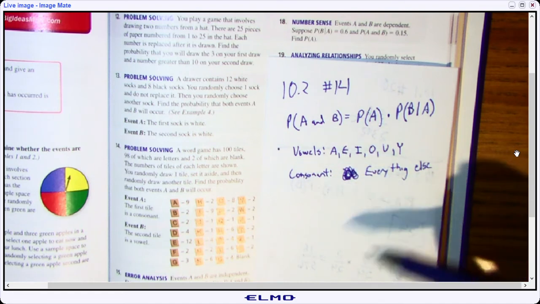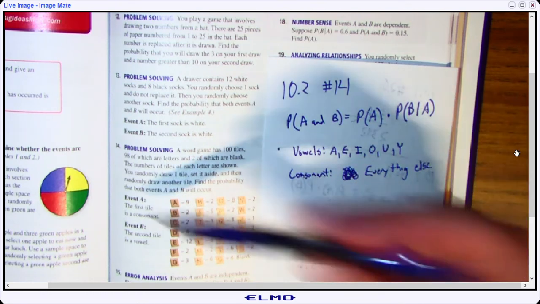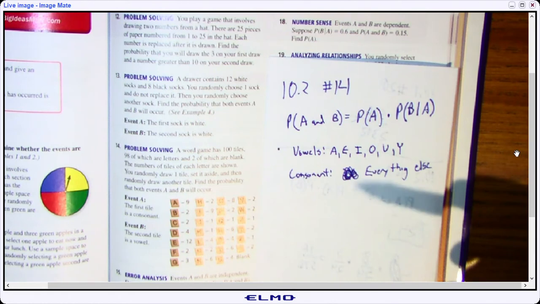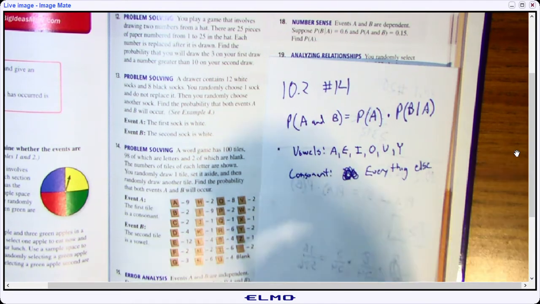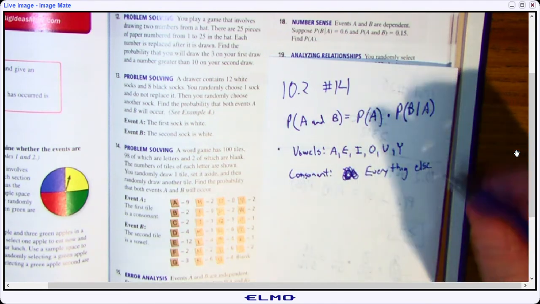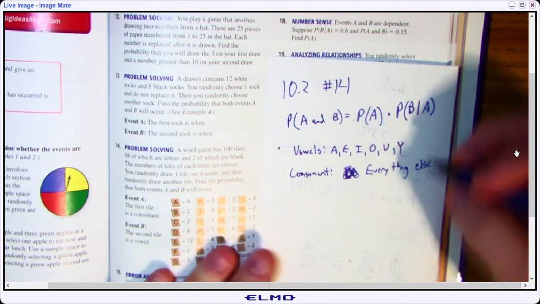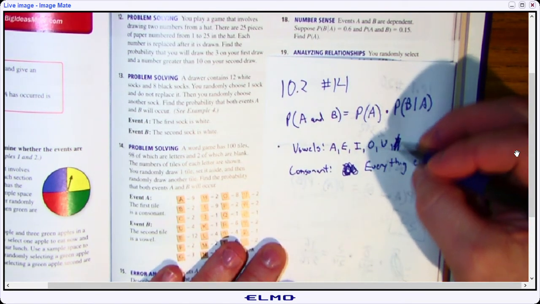Alright, now things of note, because I thought it was a goofy question when I went through to do it, but it says the first tile is a consonant. So we have to know our consonants and vowels. For the sake of how they did this problem, whether you agree with them or not, kind of arbitrary, they said Y was not a vowel.